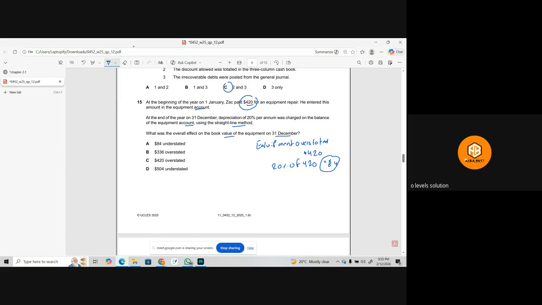So the overstatement was 420, and the depreciation we charged is 84, because we already deducted it. So overall, your asset is overstated by how much? 420 minus 84 is 336. So the difference is 336, because we already charged the depreciation, which reduced the value. Okay.